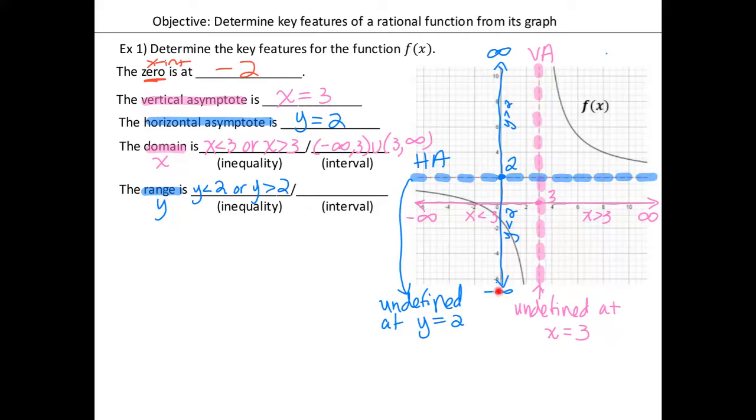So I'm going to go from the bottom towards the top, so from negative infinity until I get to the asymptote, which is 2, and then I have to move over to the other side of 2 and go on to infinity. So negative infinity to 2 union 2 to infinity.